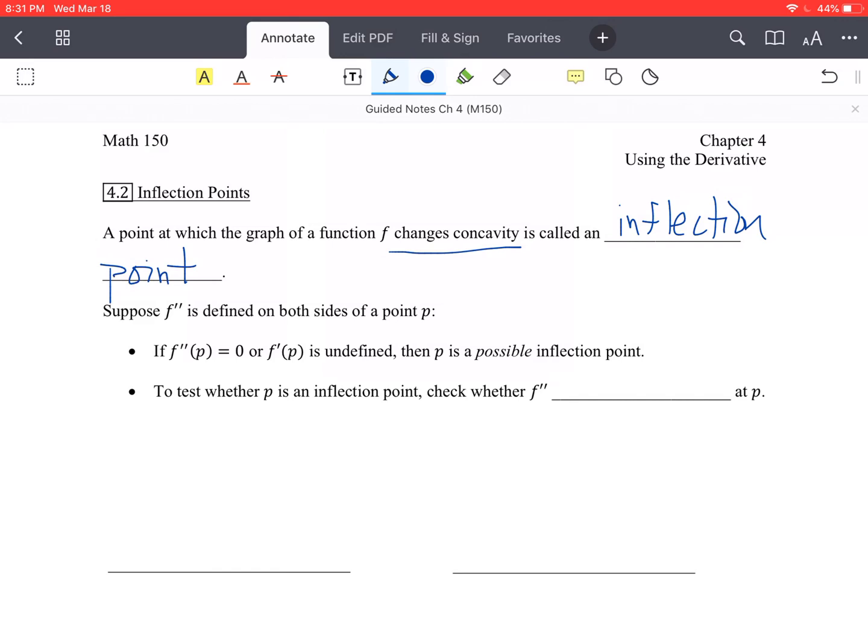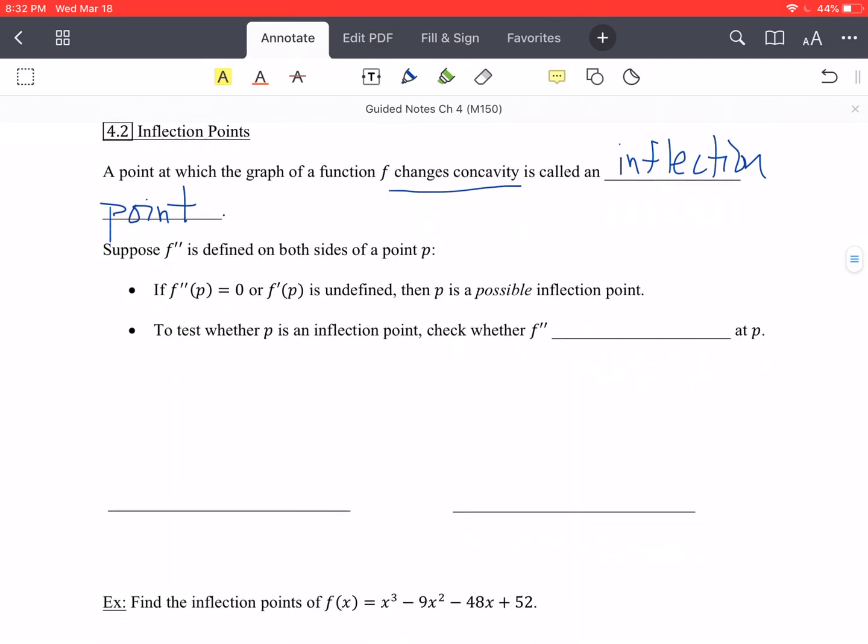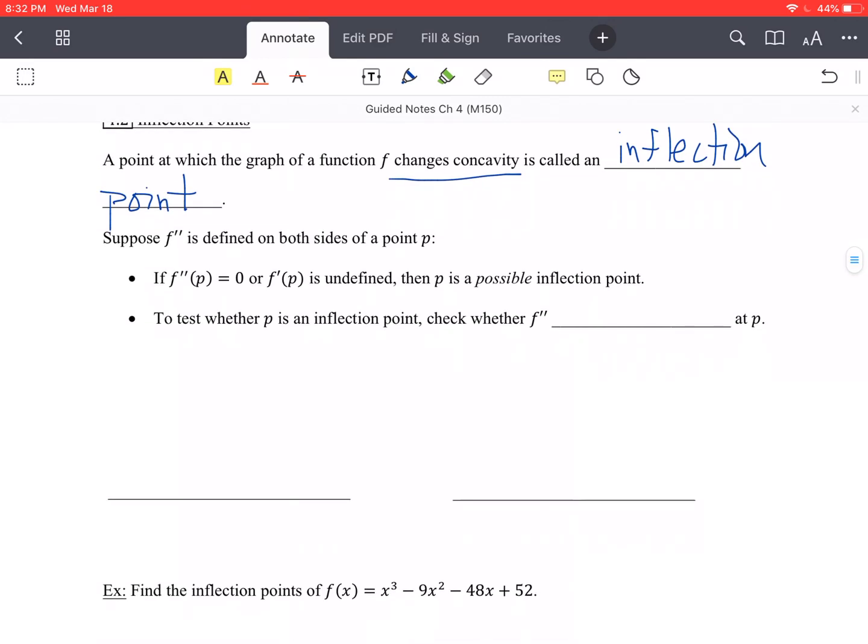So we saw the max and the min values were where the graph went from increasing to decreasing or decreasing to increasing, right? Where the first derivative was changing sign from positive to negative or negative to positive. Well, the inflection points are the same type of thing, but now for concavity, so for the second derivative.